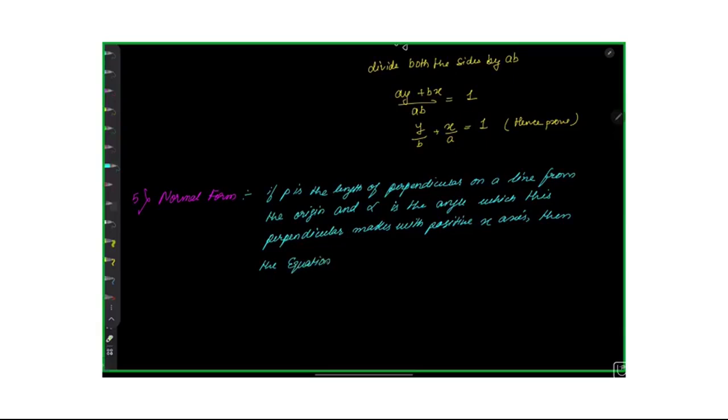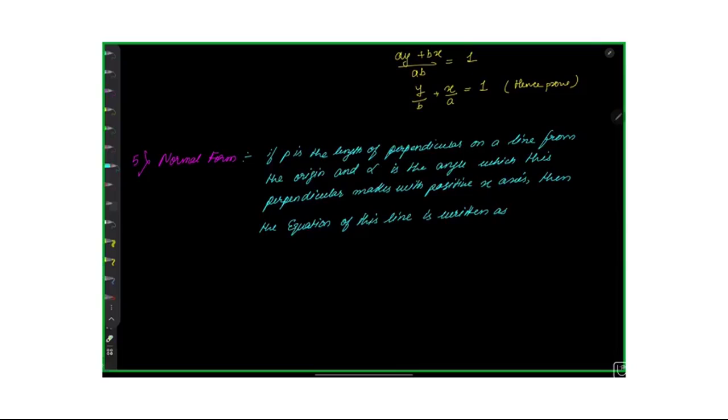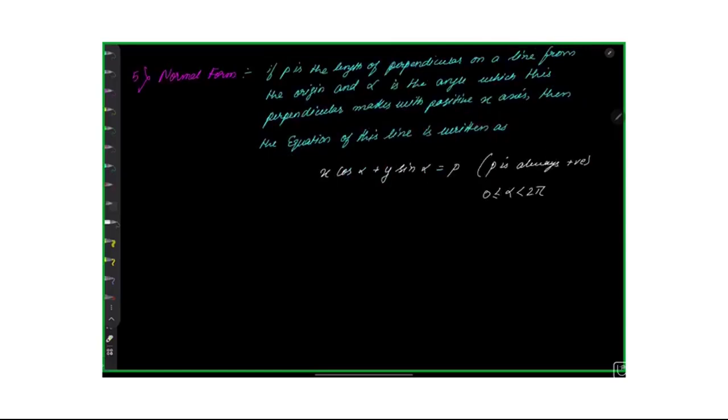Then the equation of this line is written as x cos alpha plus y sin alpha equals p, where p is always positive and alpha should be greater than or equal to 0 and less than 2 pi. So what does this mean? Let us draw the figure.